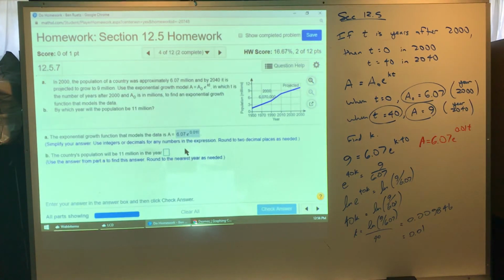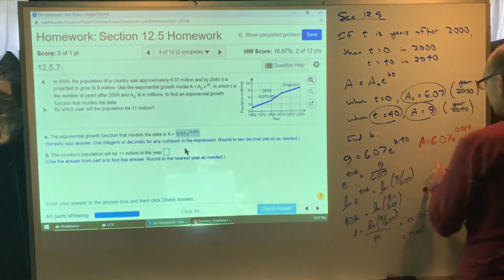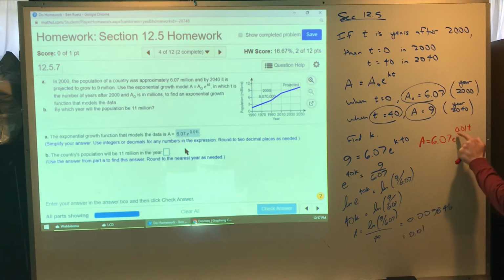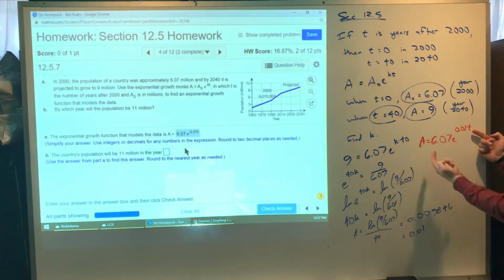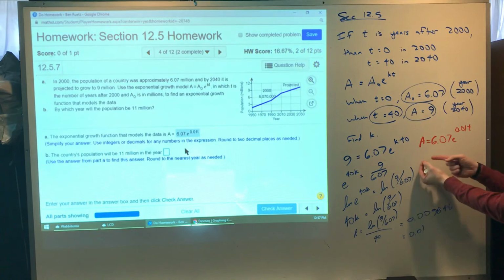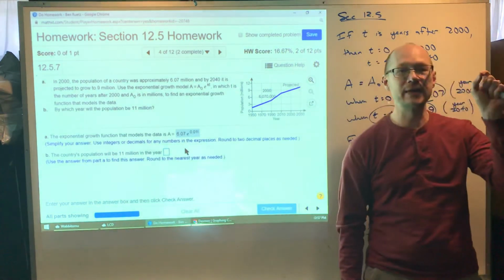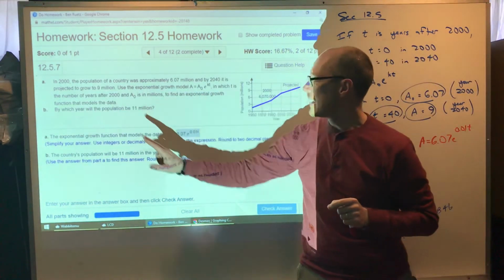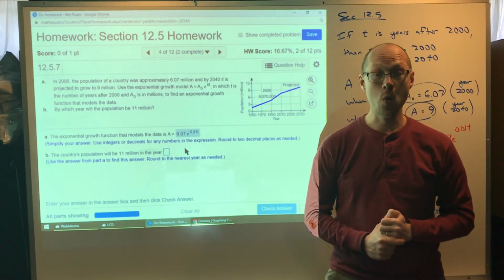Now I can use that to figure out when it's going to be 11. Go back to Desmos, type y equals 6.07 e to the 0.01 x, not t. Desmos doesn't like a and t, it likes y and x. And then type another y equals 11. Find out where they intersect. Whatever you get, add that to 2000, and that will be the year that we hit 11 million.